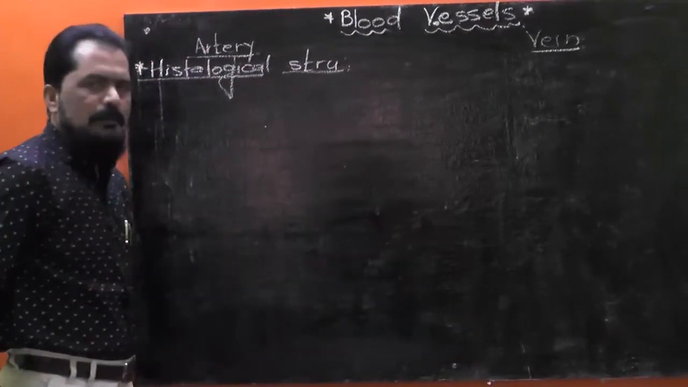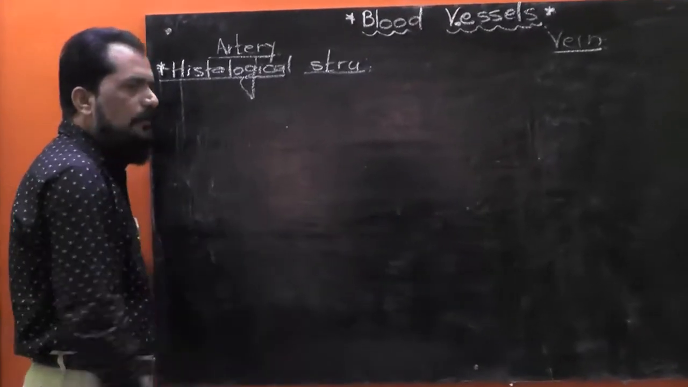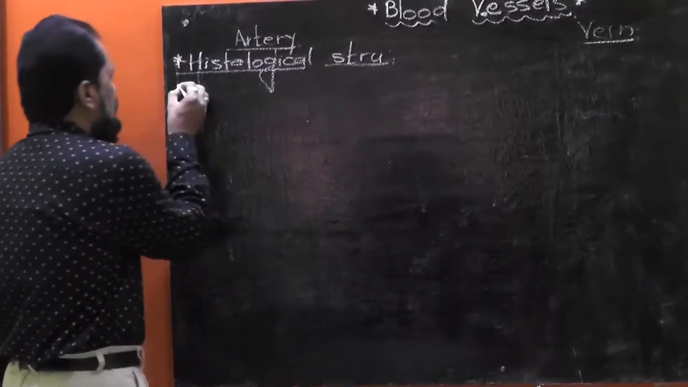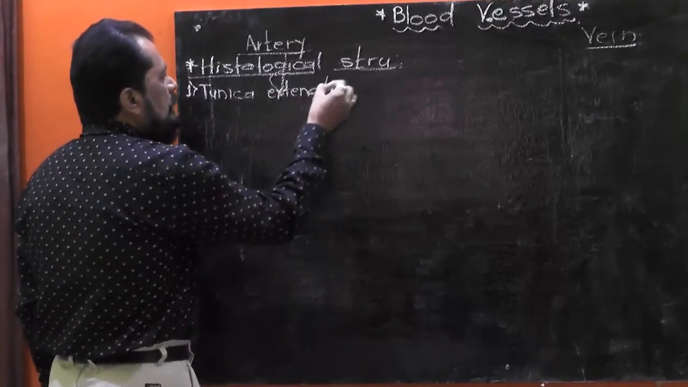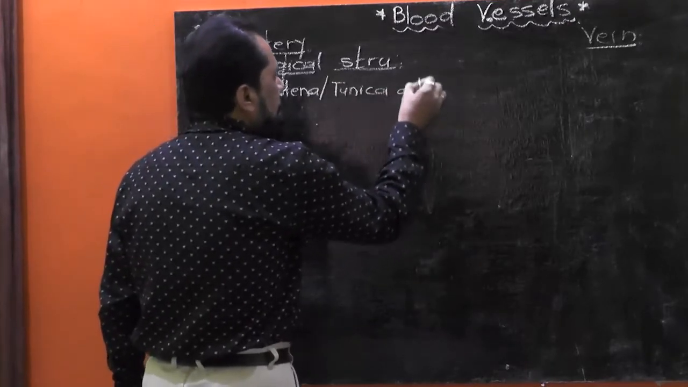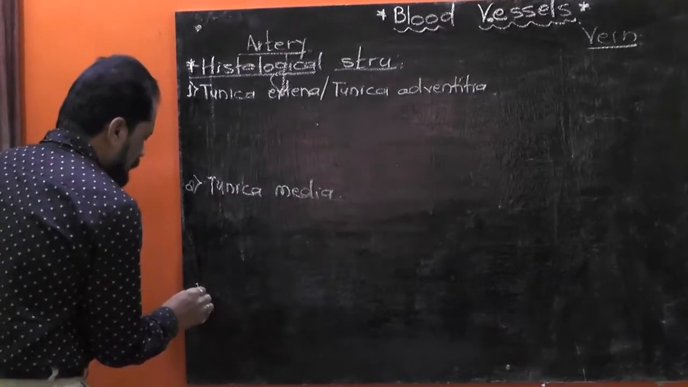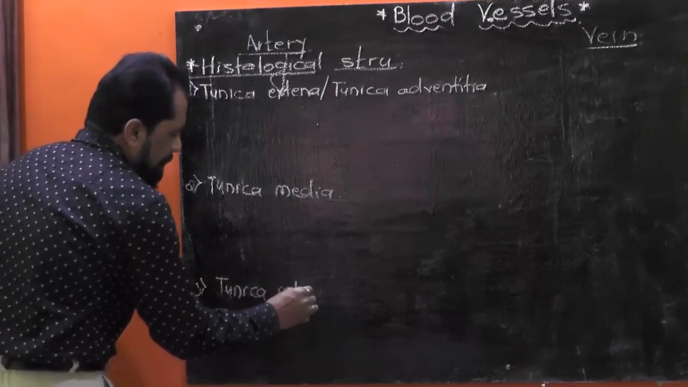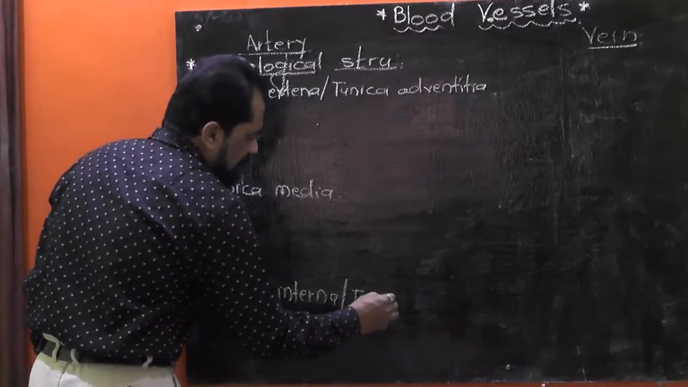First of all, let us talk about the TS of artery. The wall of artery is composed of three coats such as tunica externa, may be known as tunica adventitia, middle coat tunica media, and inner coat tunica interna, or may be simply called as tunica intima.